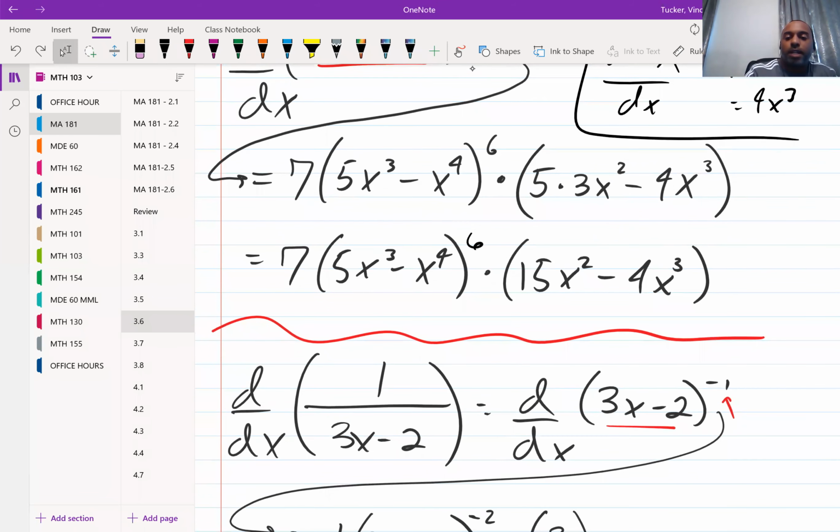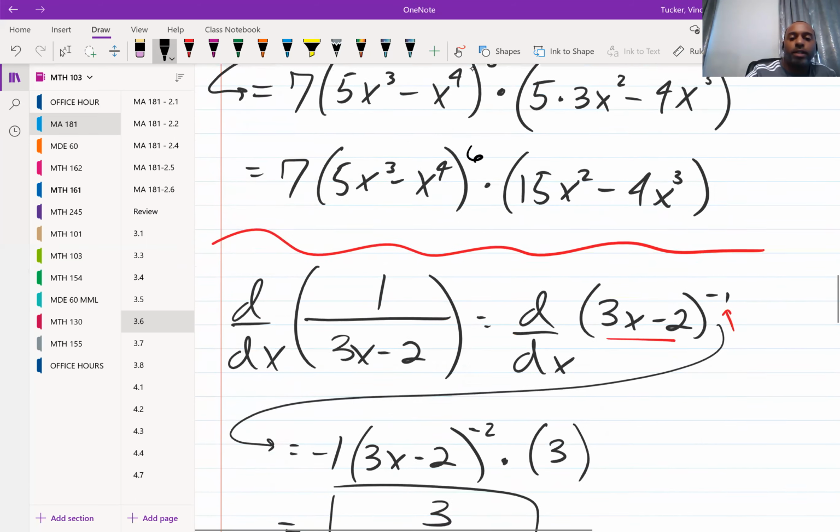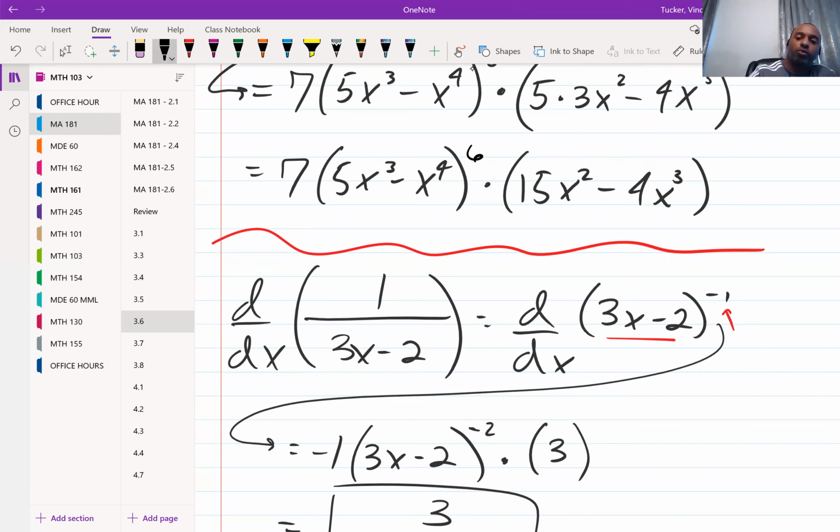So we can do the same thing here, because of the way we've rewritten it, the same way we did the problem previously. So bring down a -1, subtract 1 from it, and that'll give me -2 for the exponent. So that's the outside. Then take the derivative of the inside, which is just 3. So we're talking about this 3x minus 2, take the derivative of 3x minus 2. That'll give you 3.